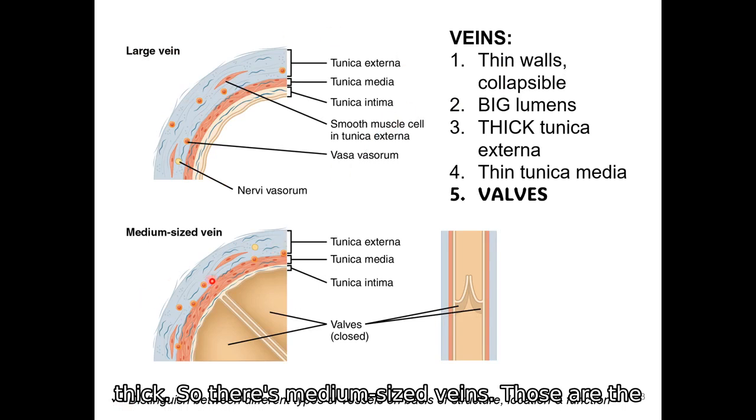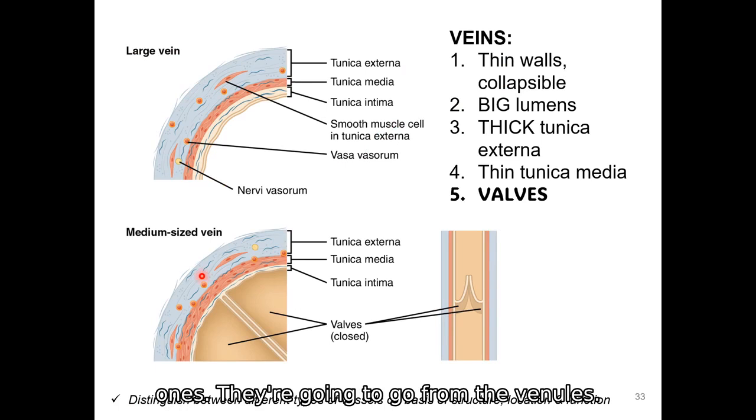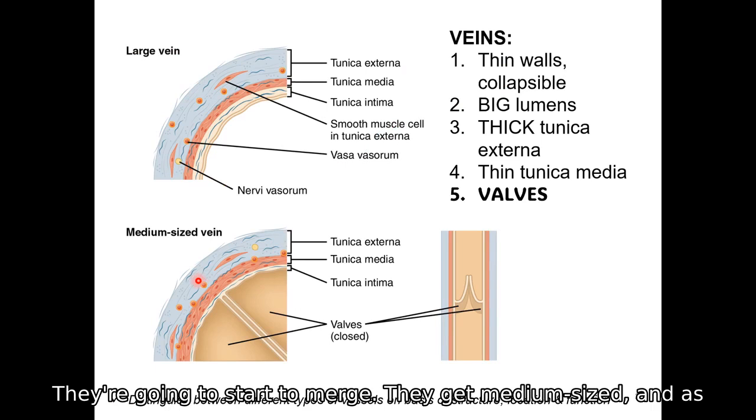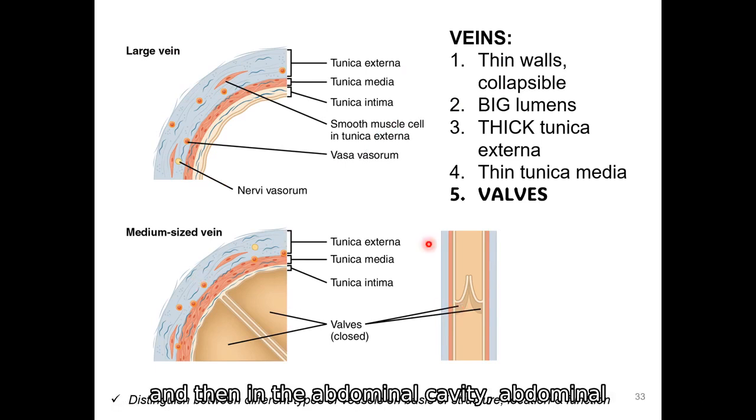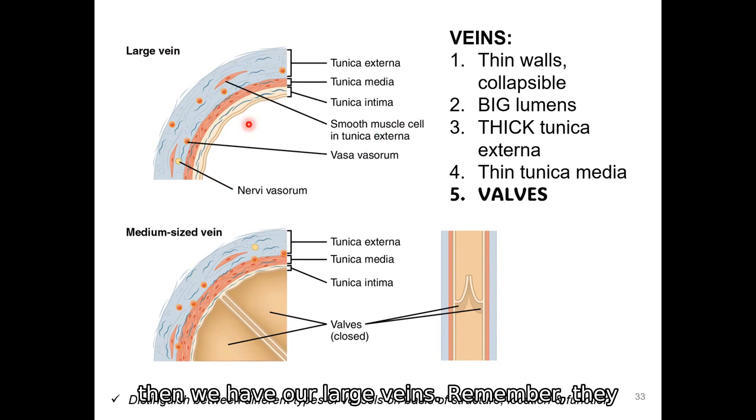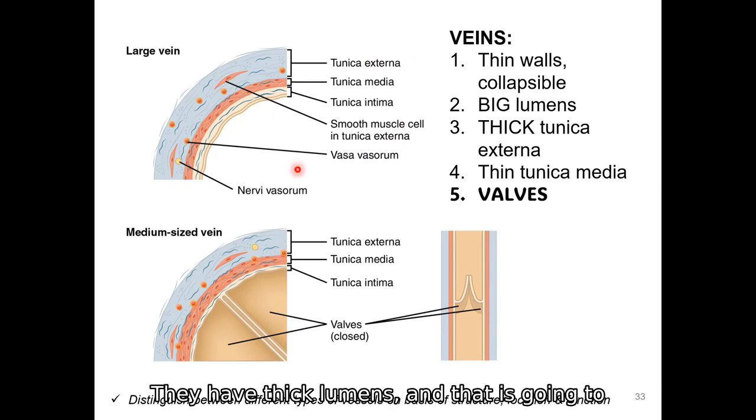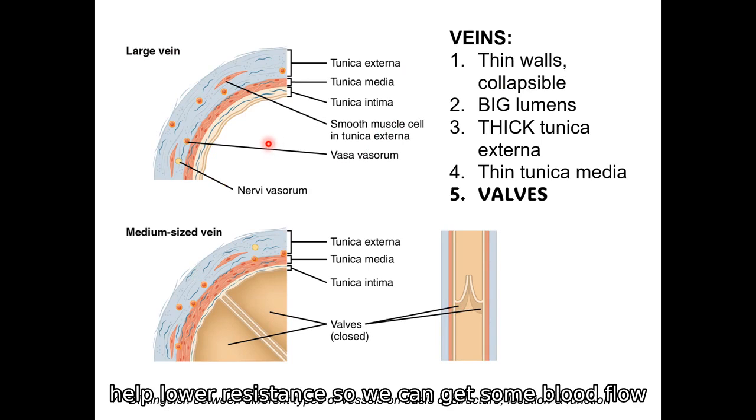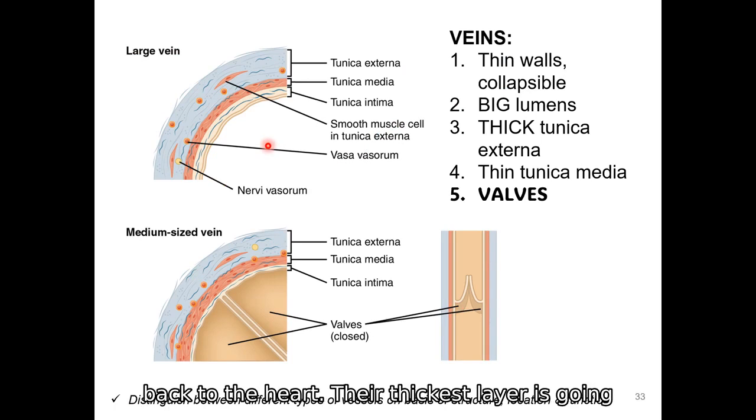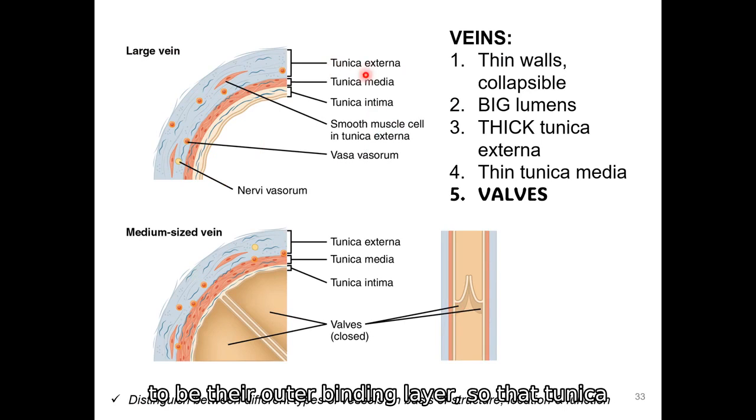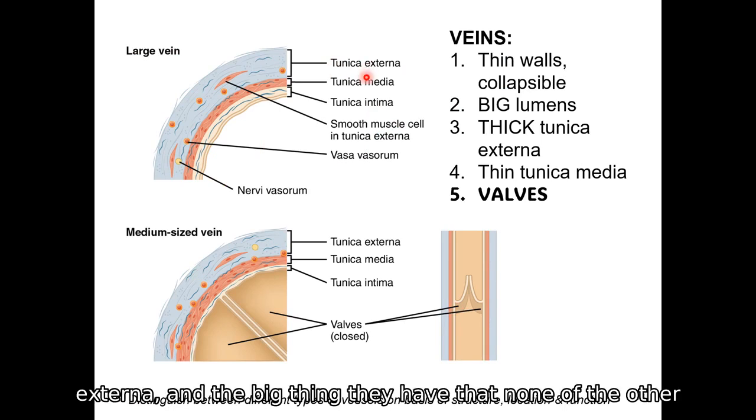So there's medium-sized veins. Those are the ones that go from the venules, they're going to start to merge, they get medium-sized, and we've got our valves. And then in the abdominopelvic cavity and in the thoracic cavity, we have our large veins. Remember, they have thin walls, they're going to be collapsible. They have wide lumens, and that is going to help lower resistance so we can get some blood flow back to the heart. Their thickest layer is going to be their outer binding layer, so that tunica externa.